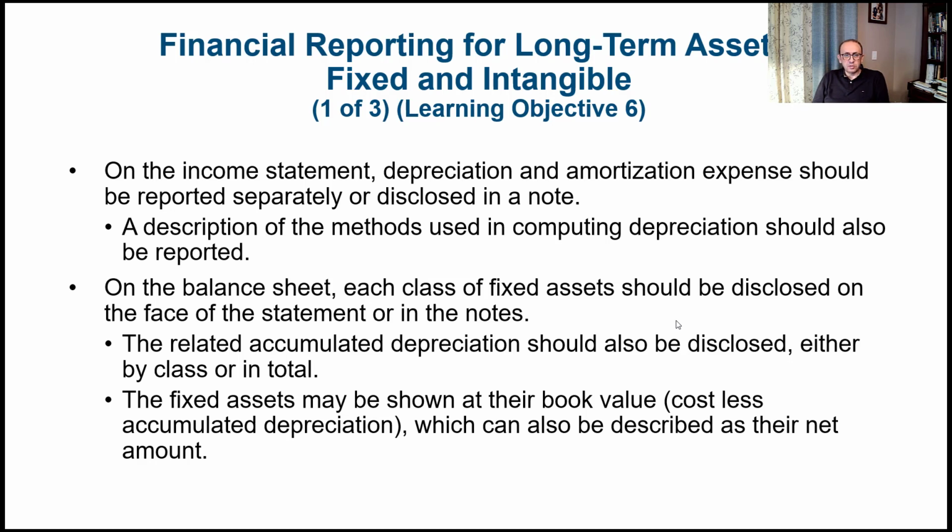On the balance sheet, each class of fixed assets should be disclosed on the face of the statement or in the notes. The related accumulated depreciation should also be disclosed either by class or in total. The fixed assets may be shown at their book value, which is the cost less its accumulated depreciation. Sometimes we refer to it as the net book value, which can also be described as their net amount.